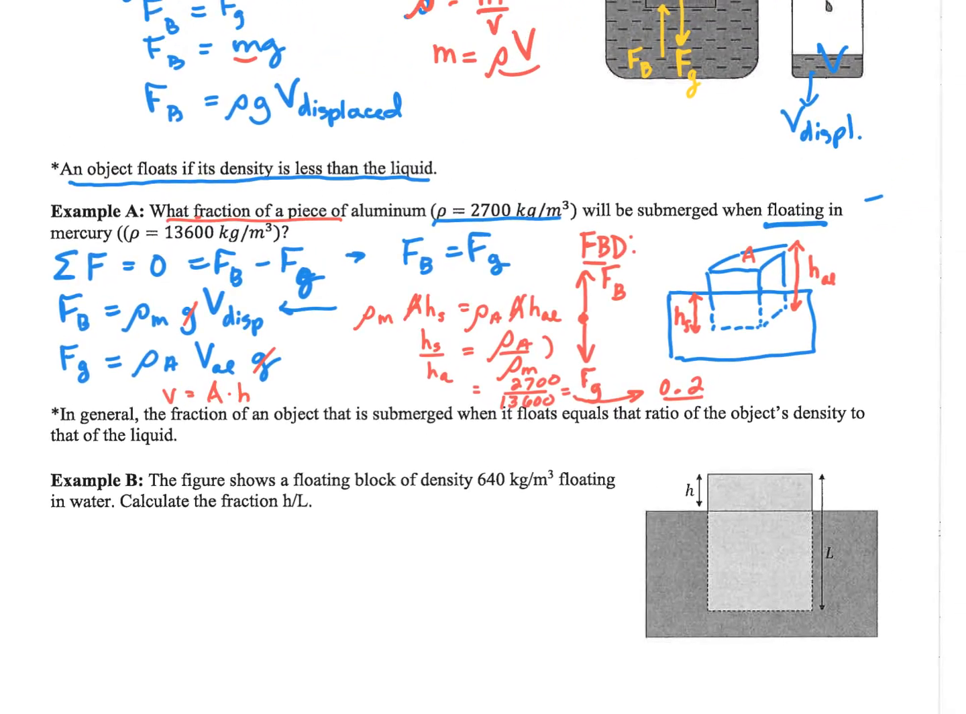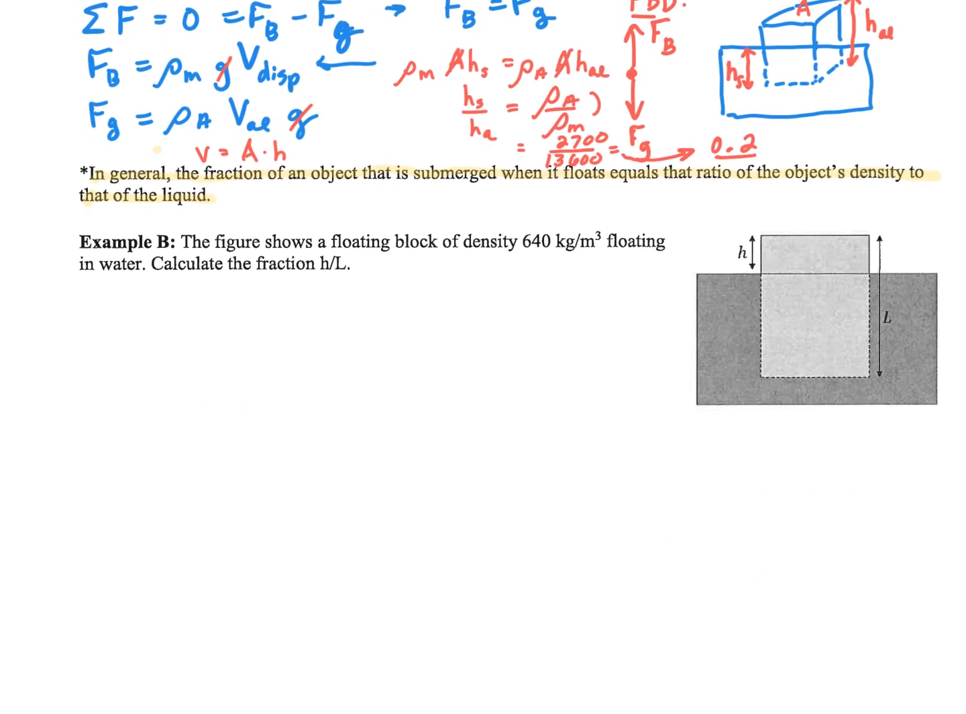So what did we figure out? In general, this is an important one for you to know. This is sort of a shortcut for you to have. We went through all the math, but what do we know? The fraction of an object that is submerged when it floats equals the ratio of the object's density to that of the liquid. So you can skip all of that math manipulation we just did and just go to a ratio of how thick is what's floating versus how thick is what it's floating in, because that's what it comes down to.